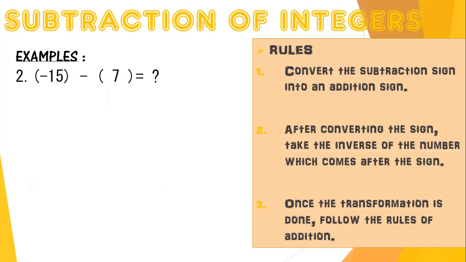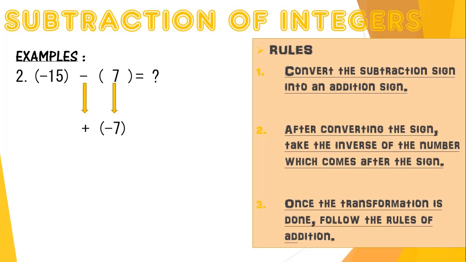Now let's check the second example. Again, we will be going through all the steps. First step is convert the subtraction sign into an addition sign. So we have converted the sign. Next step is after converting the sign, take the inverse of the number which comes after the sign. In the given example, number after the sign is 7, which is positive. So its inverse will be minus 7. Next step is once the transformation is done, follow the rules of addition. These are the necessary transformation, and the previous number will be written as it is.